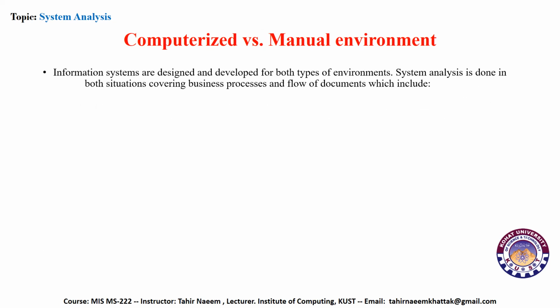Computerized versus manual system. Information systems are designed and developed for both types of environment. System analysis is done in both situations, covering business process and flow of documents. So basically, in the computerized and manual systems the overall goal is the same, but their environment is different, their requirements are different, and their flow is different. System analysis is done on both systems, covering the business process flow and the document flow.